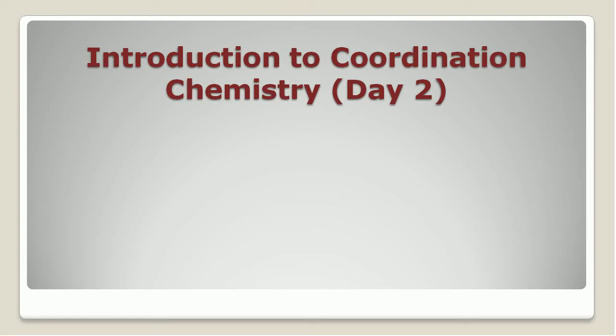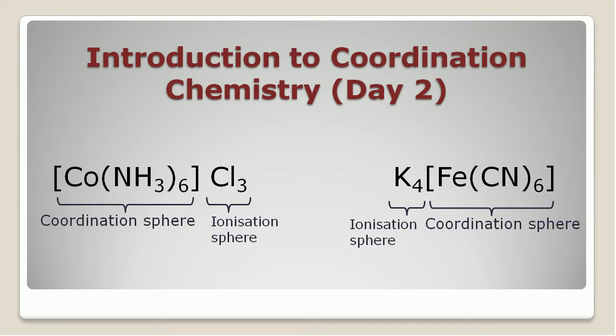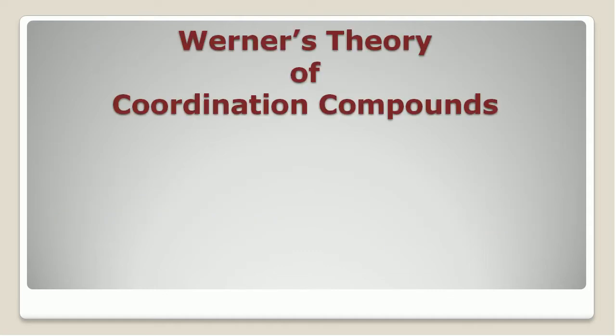Today we are here in day 2 of Introduction to Coordination Chemistry. In the last class we saw that there are basically two parts in a coordination compound. They are the coordination sphere and the ionization sphere. Today we will be discussing this in detail. For that we need to know a theory, that is Werner's theory of coordination compounds.